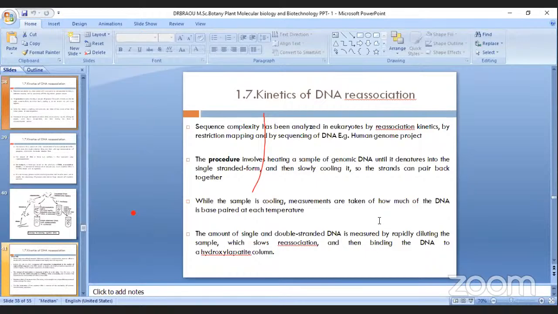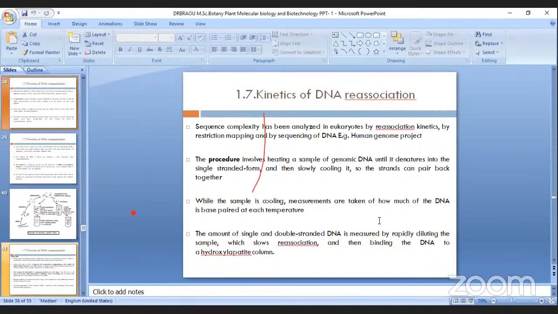While the sample is cooling, the measurements will be taken. Which measurements are taken? You see how much of the DNA is base paired at each temperature. You cool it very slowly so that at a particular temperature, you will see a certain amount of DNA is paired, certain bases are paired. So you note it down: at what temperature, which DNA bases are getting paired.